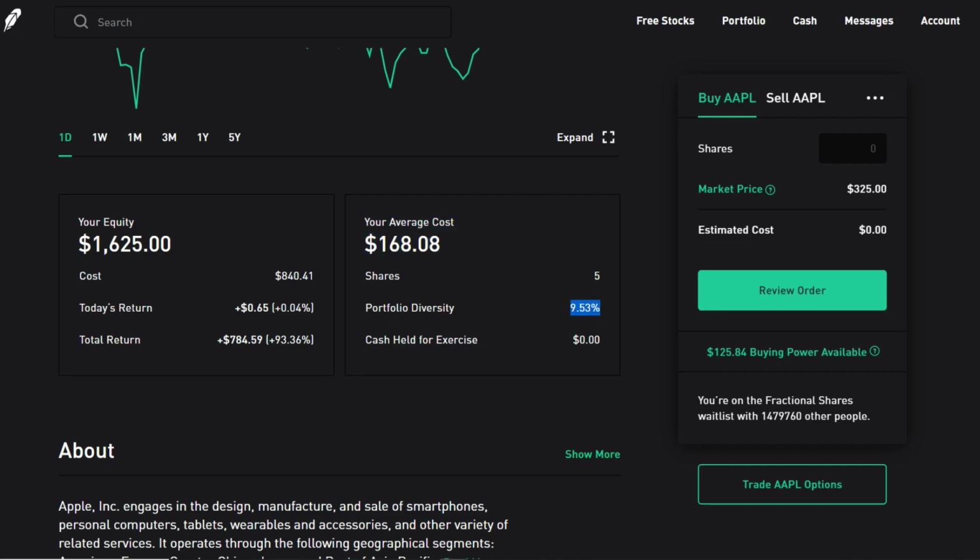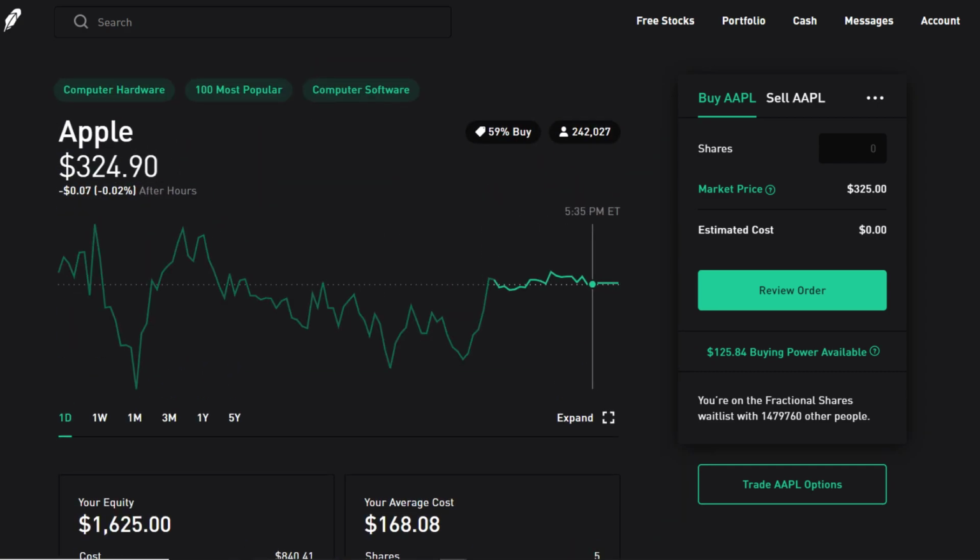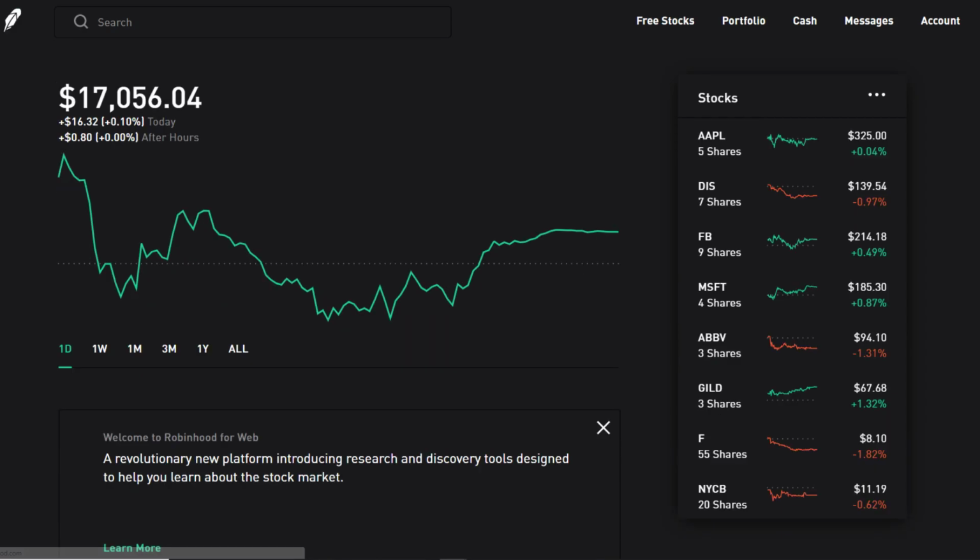So this makes up right around 9.5% of my portfolio. This Apple position does. So interesting stuff. So that's really all that adds, if it's a position you already own.